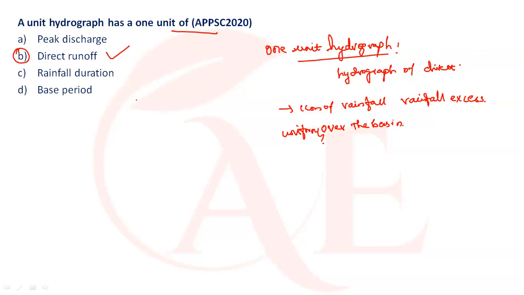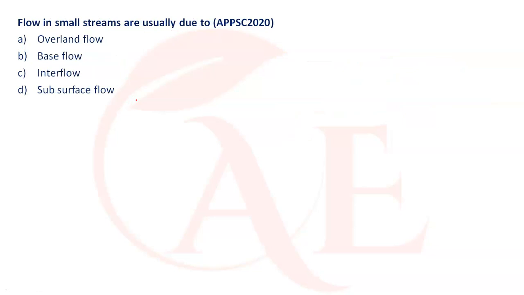Next question: flow in small streams is usually due to. When there is a flow, it can be due to overland flow. We already saw in the last slides that overland flow is nothing but the flow which occurs over the land surface. It can be converted into small streams like this. So option A is the correct answer.